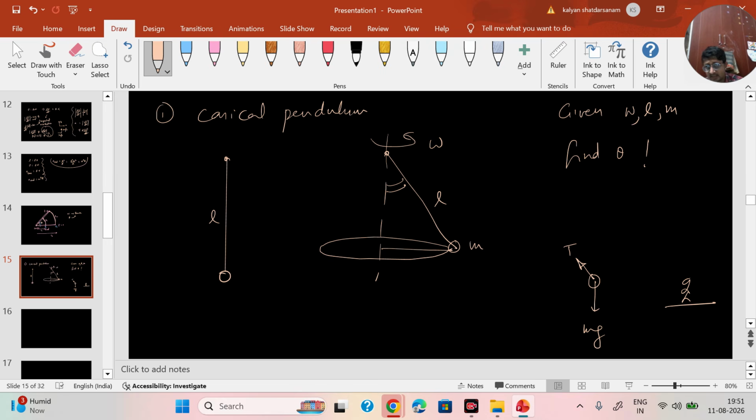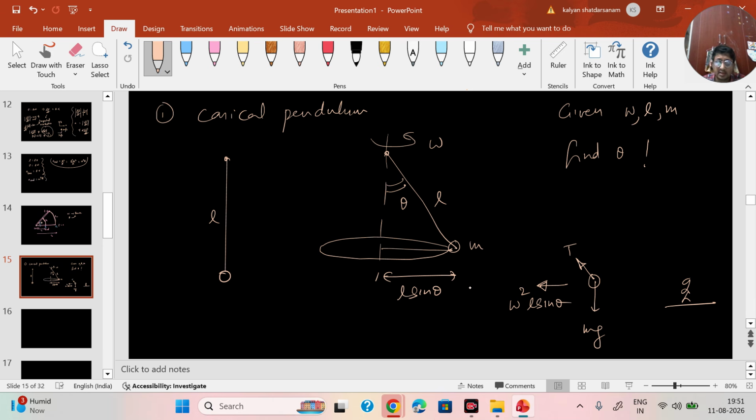So there is tension, there is mg, and it's going in a circle, so there is an acceleration towards the center, which is omega square r. What is the radius here? If you say this angle is theta, it is L sine theta. Look at that. The radius is L sine theta. Very important technical detail. L is given. We are trying to find theta. Radius is L sine theta.